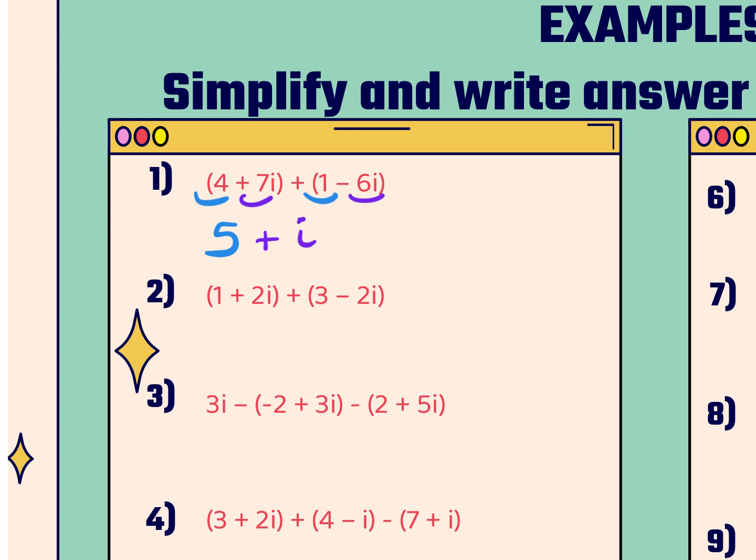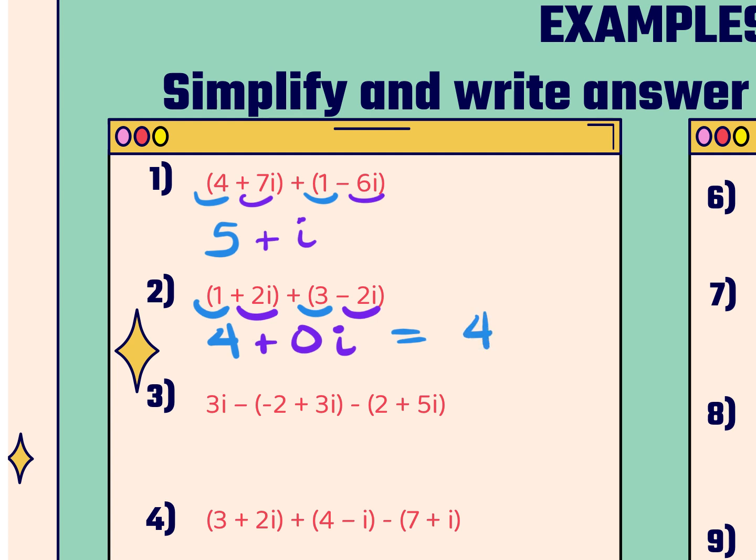So essentially, when I'm adding numbers that have imaginary parts, all I'm going to do is just add like terms. Let's try the next one. I'm going to add my reals. So 1 plus 3. And then I'm going to add my imaginaries. 2 plus -2. This gives me a 0i. I don't need to put in the 0i. I can just put my final answer as positive 4.